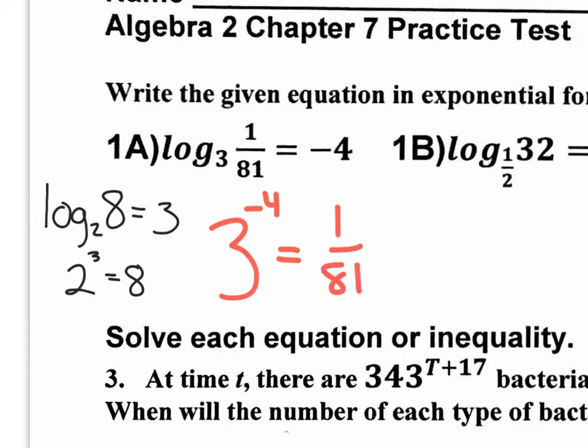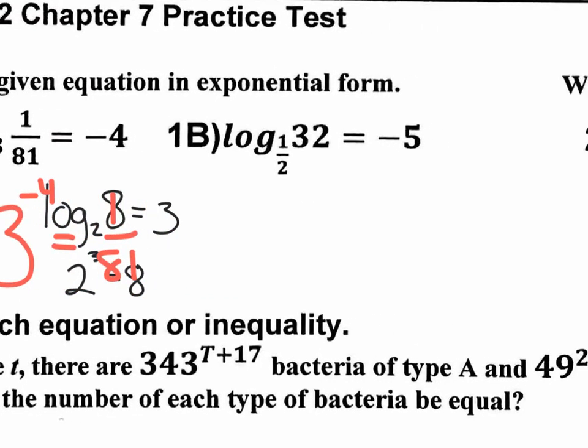Okay, now at the end of it all, after you do that movement, you should double check and see if this actually makes sense. 3 to the negative 4 power, that does cause it to move down, so that's where you get the 81 on the bottom, or you could even check it on the calculator. Anyhow, let's move on to 1b.